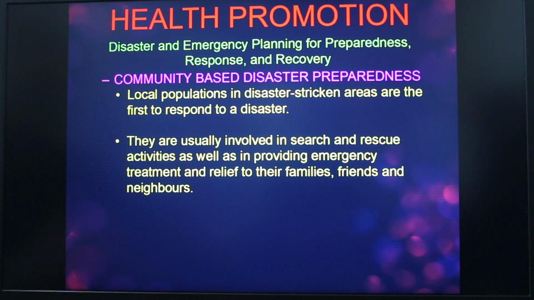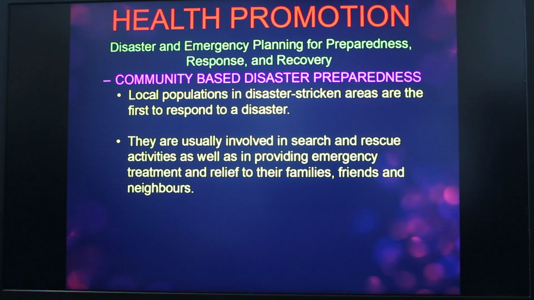Community-based disaster preparedness requires that the local populations in disaster-stricken areas are the first to respond to a disaster. They're usually involved in search and rescue activities as well as in providing emergency treatment and relief to their families, friends, and neighbors. So the local communities can take part in a disaster response, but only at a limited level.